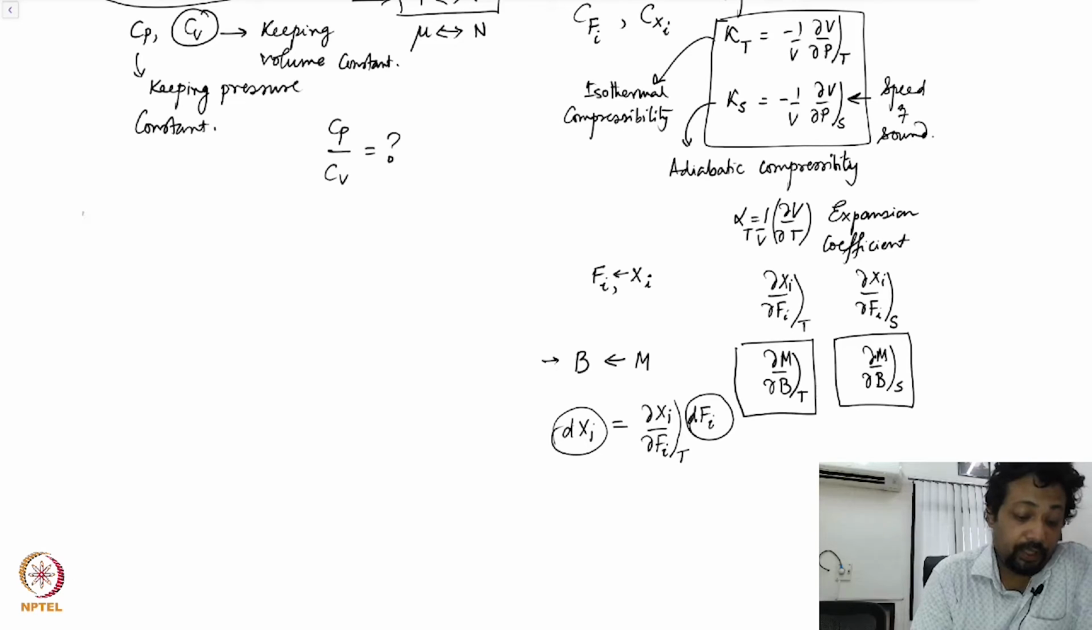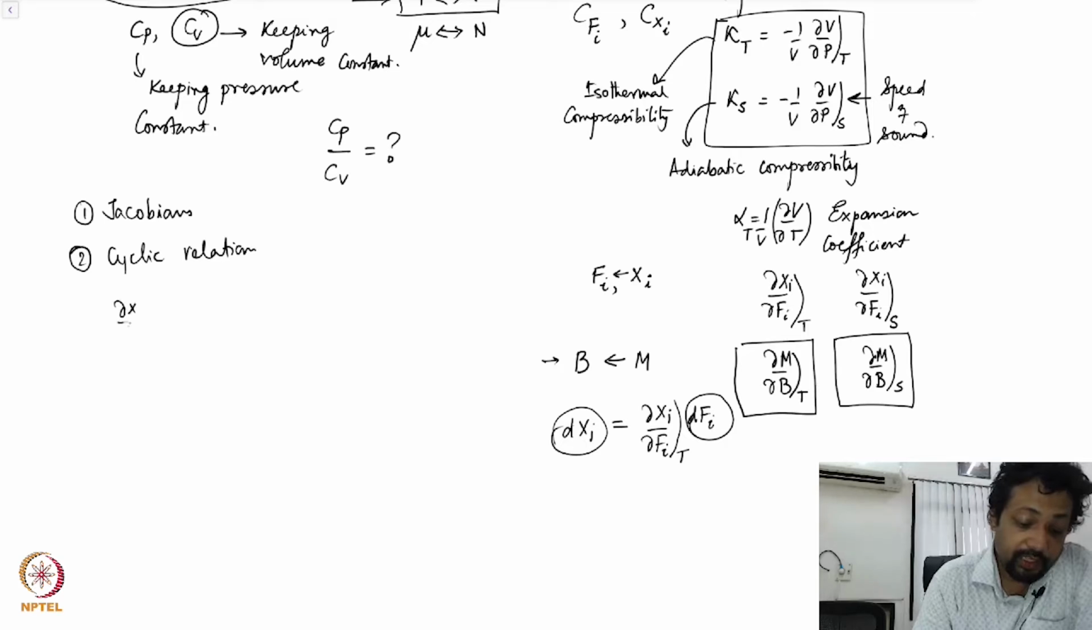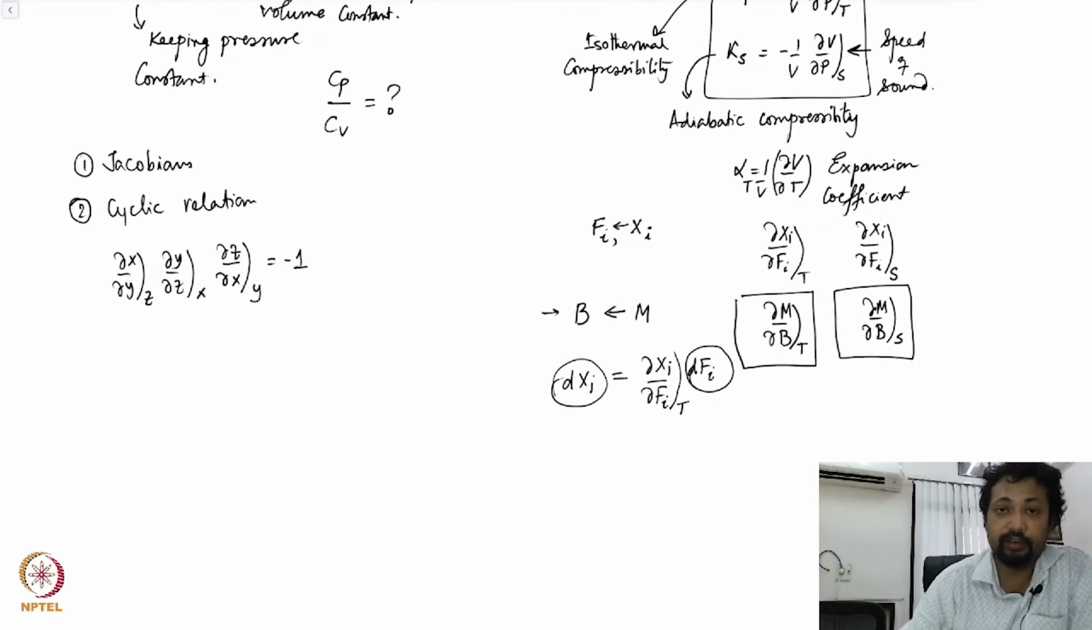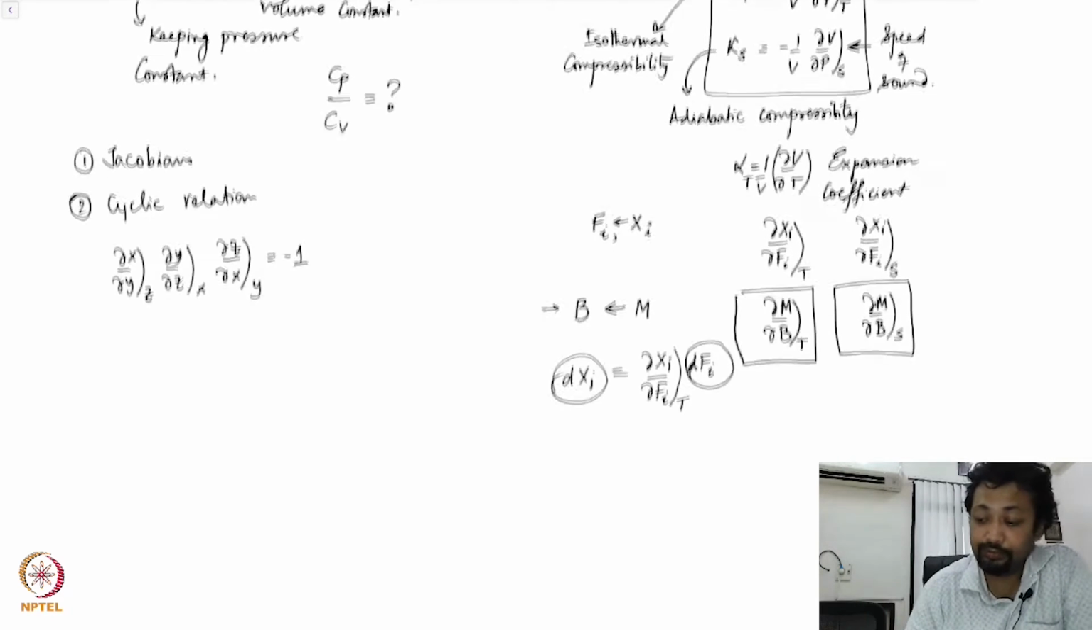On top of the Jacobians, so number one is you can use the Jacobians. The second quantity that you frequently use is the cyclic relation. Do not forget that. What does the cyclic relation say? Del x del y at constant z, del y del z at constant x, and then del z del x at constant y must be minus 1. So one frequently replaces x, y, z according to the relations one wants to find out.